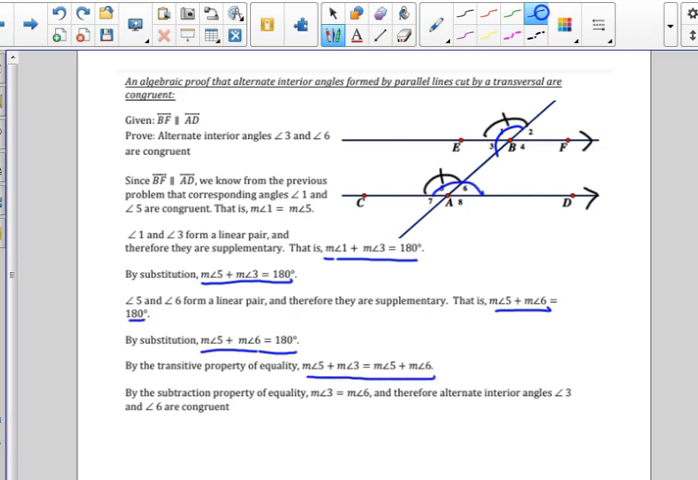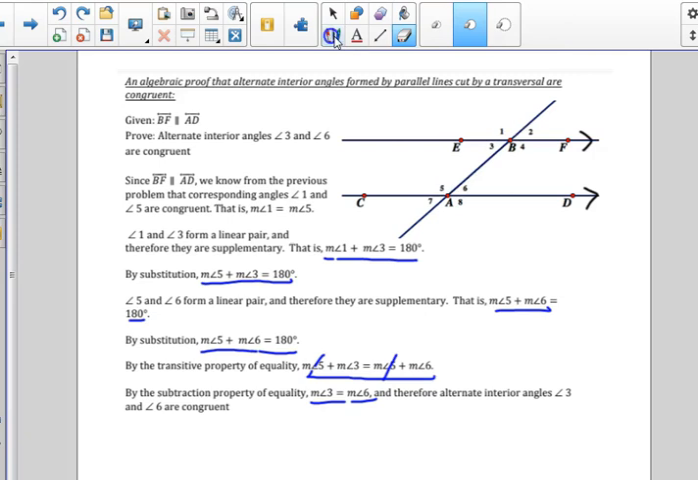The measure of angle 5 plus the measure of angle 3 should be equal to the measure of angle 5 plus the measure of angle 6. If we subtract the measure of angle 5 from both sides, we will be left with the measure of angle 3 is equal to the measure of angle 6. And if I go up to my diagram and I mark which angles those are, angle 3 and angle 6, therefore we can conclude that they are congruent and they are alternate interior angles.